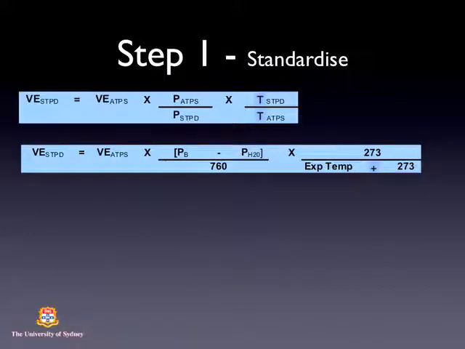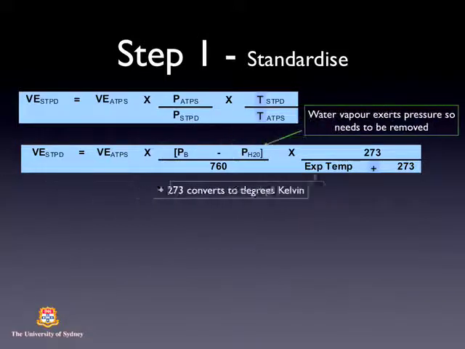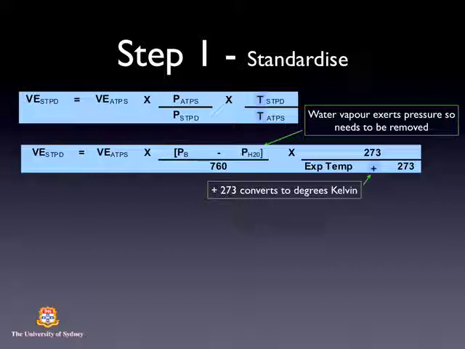So we take Boyle's law and Charles's law, we rearrange them a bit, and we get an equation that looks like this. What we're doing in this equation is we're taking into account the water vapor pressure, so mathematically we're drying out this sample, and we're also converting our expired air temperature in Celsius to degrees Kelvin by adding 273 to that number.